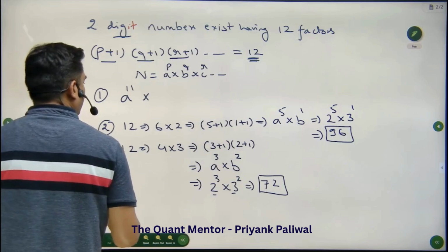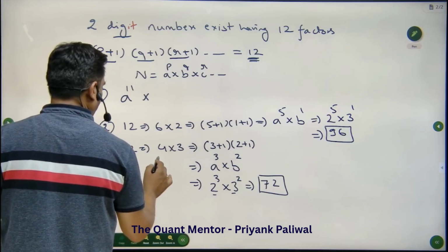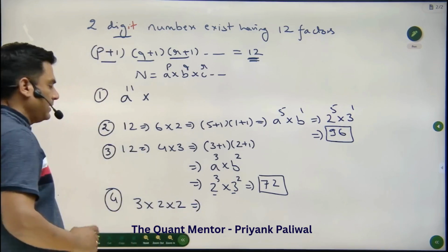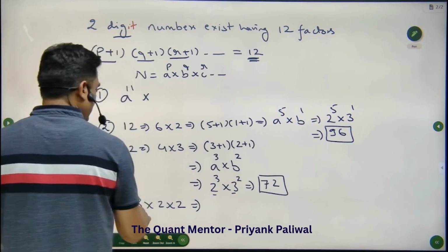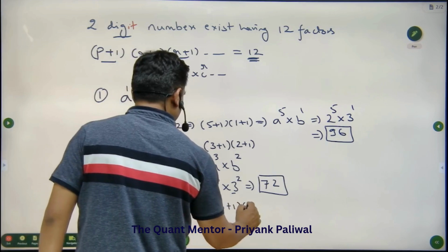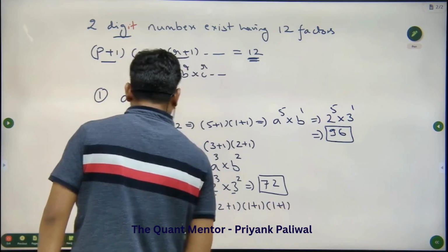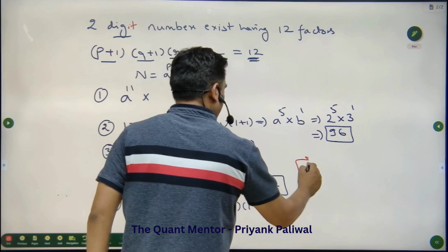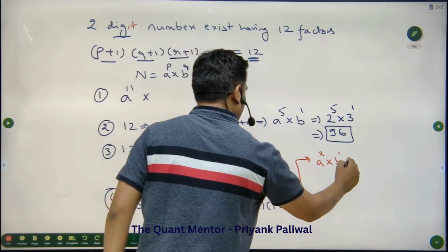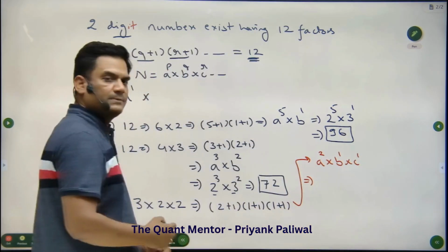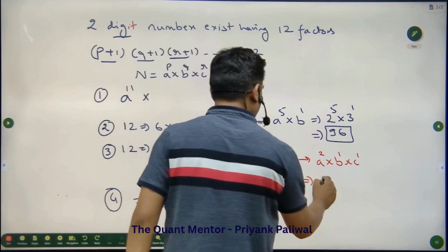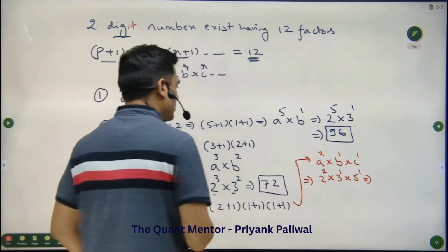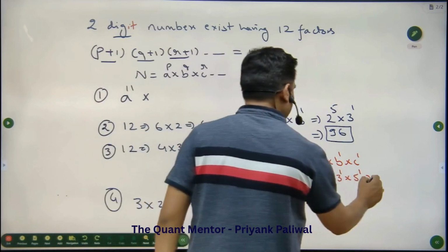So can I write the fourth case as, I'll take 3 into 2 into 2. So 12 can be written as 3 2s are 6, 6 2s are 12. The moment we write 3 into 2 into 2, it is 2 plus 1 into 1 plus 1 into 1 plus 1. Right? So this gives me a square into b to the power 1 into c to the power 1, where a, b, c are prime numbers. Let us take the smallest prime numbers. So 2 square into 3 to the power 1 into 5 to the power 1. So this gives me 2 square 4, 4 3s are 12, 12 into 5 is 60.